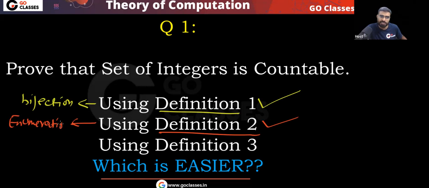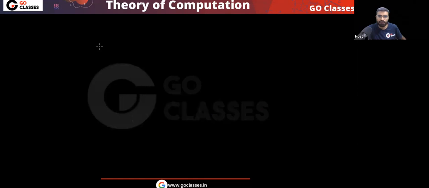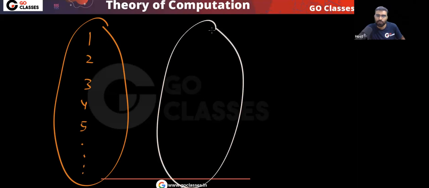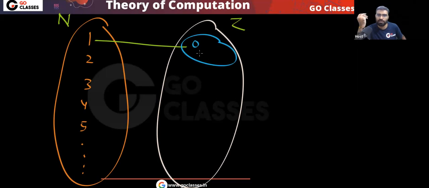But now let's see the power of definition 3. See how easily definition 3 can prove Z is countable. Please take your copy and pen. So tell me, to 1 what will you assign? Just assign 0, 1, minus 1. Or I can just say, assign 1, comma, minus 1.